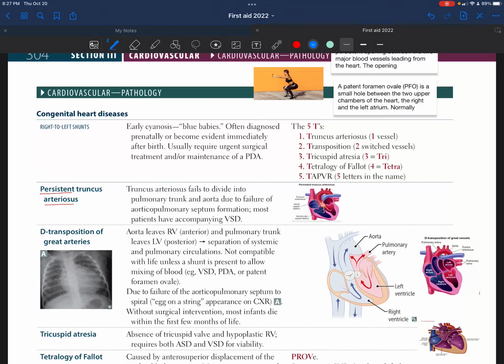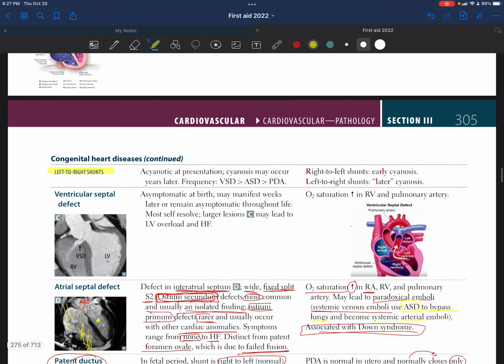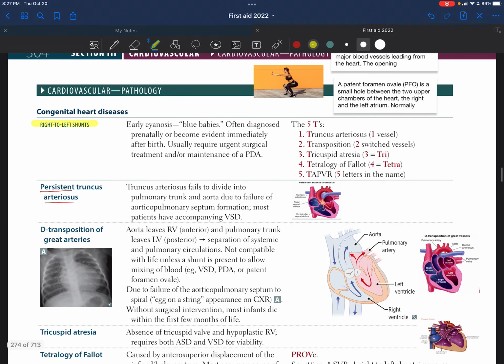We're going to talk about cardiovascular pathology. What we have is basically two main categories. The first one is right to left shunts, and the other one is left to right shunts. So for the right to left, it means that the blood is shunting from the right side into the left side. What comes from it is an early cyanosis. That's why we call them blue babies.